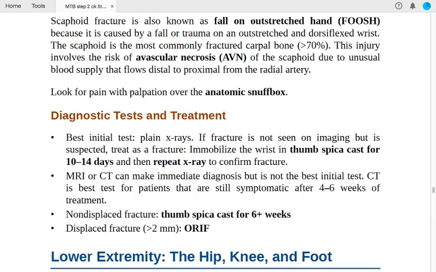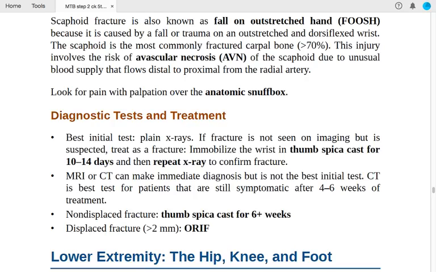CT is the most accurate test for patients that are still symptomatic after 4 to 6 weeks of treatment. You have already applied treatment for 4 to 6 weeks, still your patient is not responding and is having the same pain and same condition, then only can we go for CT scanning, right?